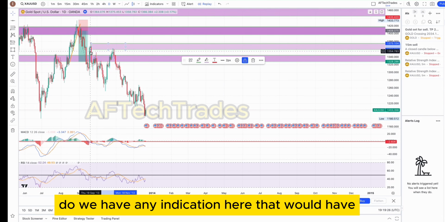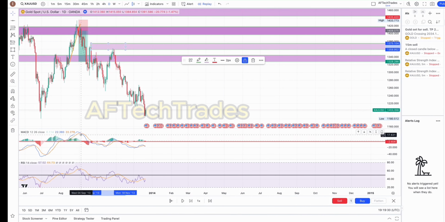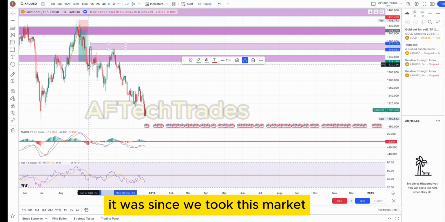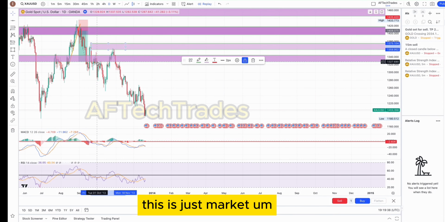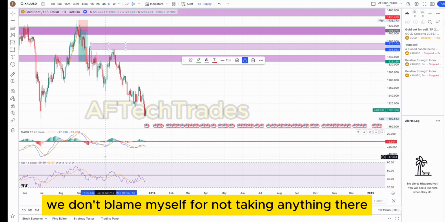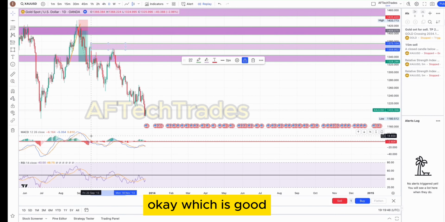This event might have been as a result of news, but if we check, do we have any indication here that could have prompted us to enter the market? We took this market, this is just market consolidation and stuff like that. So we don't blame ourselves for not taking anything there, which is good.